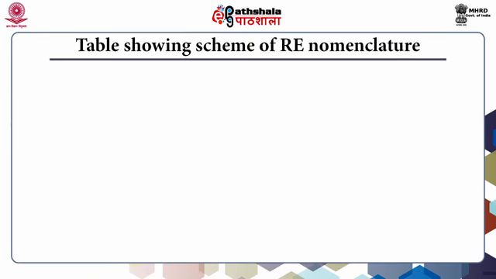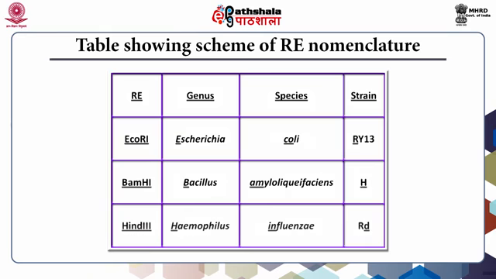This table shows the scheme of RE nomenclature as discussed in the previous slide. For example, the name of the restriction enzyme EcoRI is derived as follows. The alphabet E is taken from the genus Escherichia, the alphabet CO is taken from the species coli, and the alphabet R is taken from the strain RY13. Similarly, for BamHI, the alphabet B is taken from genus Bacillus, the alphabet AM is taken from species amyloliquefaciens, and H from the strain H.